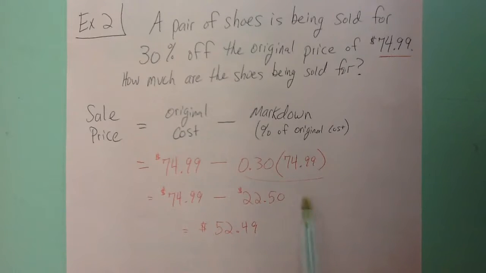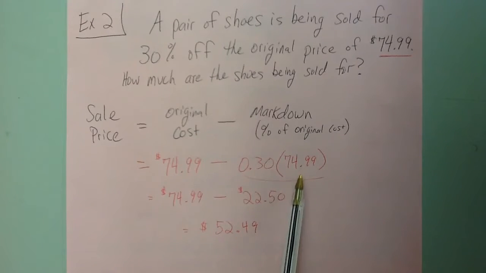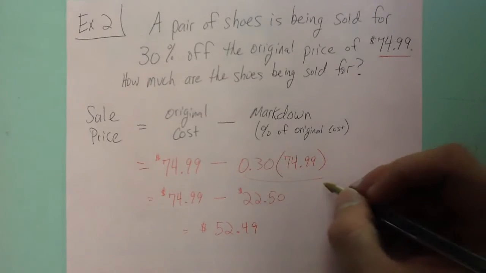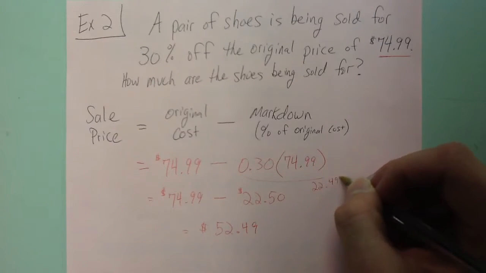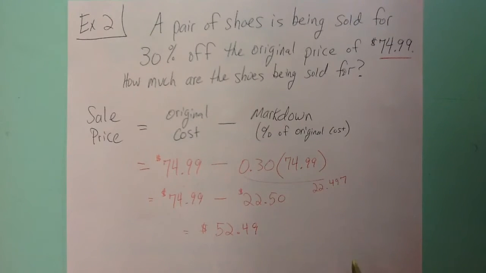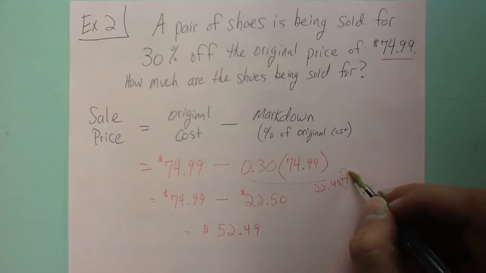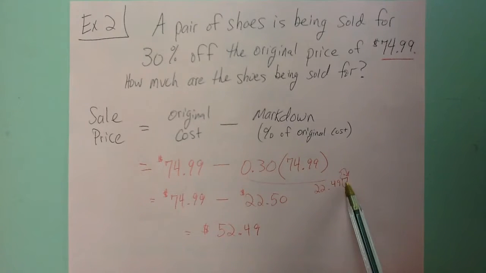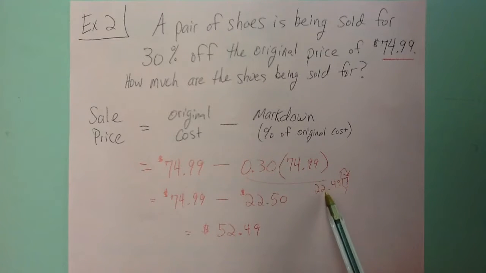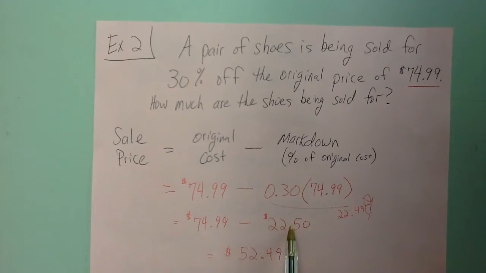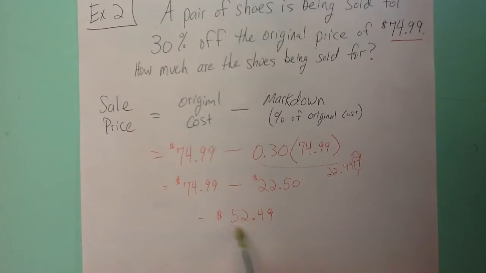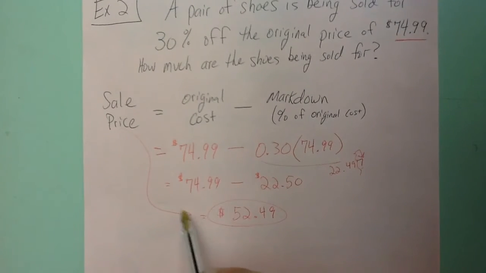Now, one thing I want to mention here is that if you put in a calculator 0.30 multiplied by $74.99, you're going to get 22.497. And so you're going to have to round this because money does not have 3 digits after the decimal. It only has 2. So you're basically looking at this digit right there. Since that digit is 5 or bigger, you're going to round up. So this is closer to 22.50. I had to round there. So I take my original cost, subtract my markdown price, and I get $52.49 is the sale price of this pair of shoes.